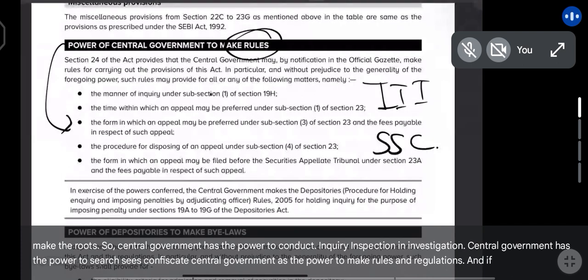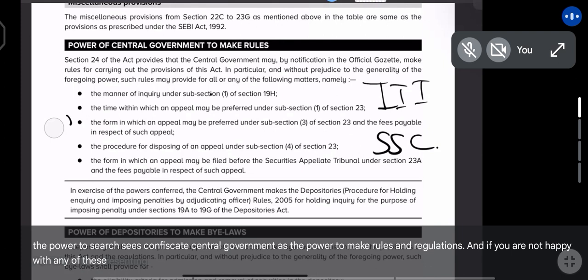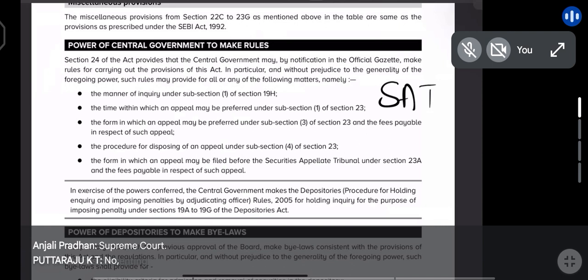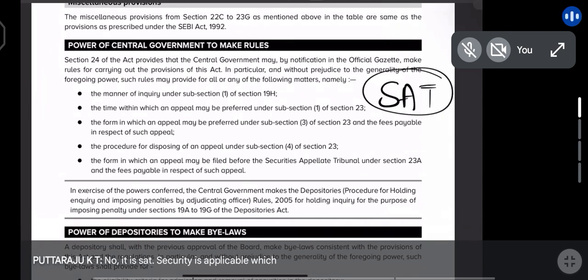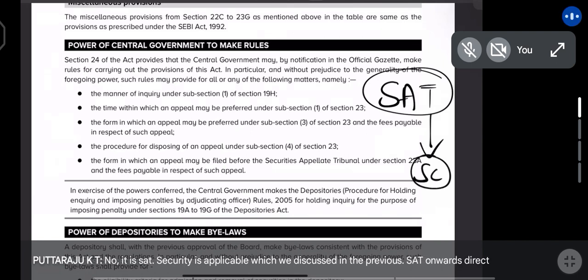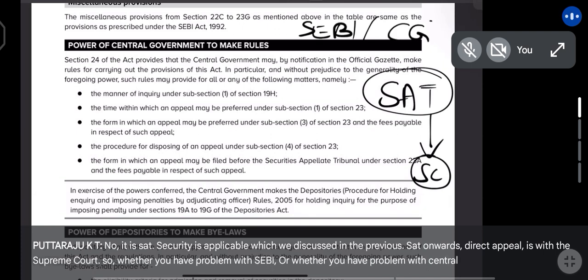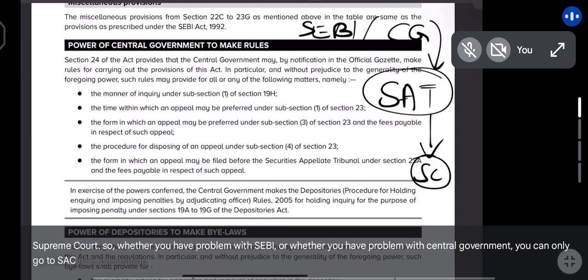And if you are not happy with any of these provisions, which entity will you go to for appeal under securities law? Always there is one entity. Supreme Court? No, it is SAT, the Securities Appellate Tribunal, which we discussed in the previous one. From SAT onwards, direct appeal is with the Supreme Court. So whether you have a problem with SEBI or with the central government, we can only go to SAT for appeal.